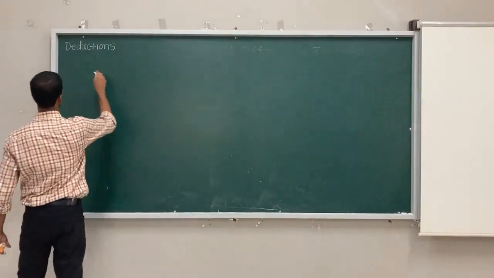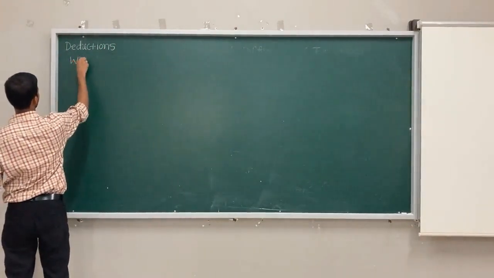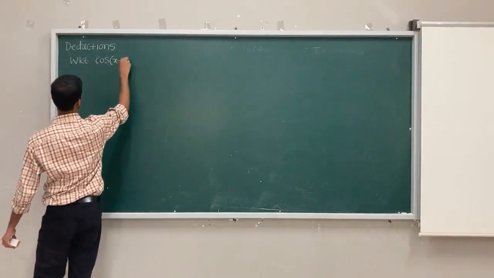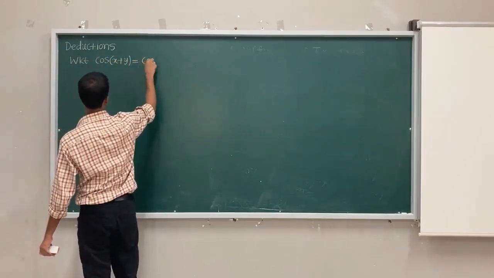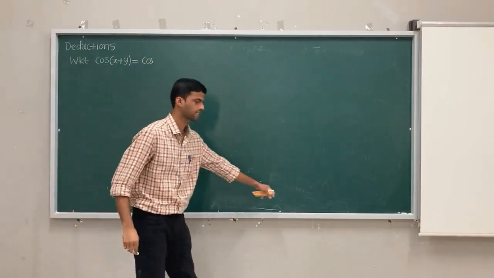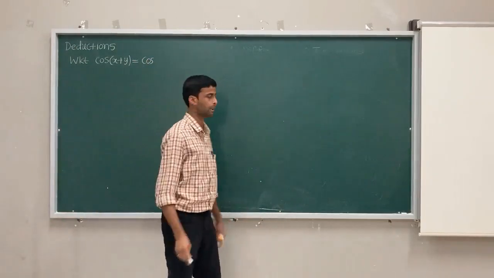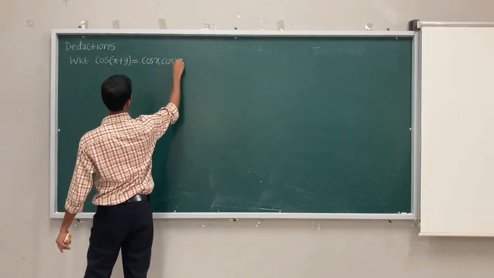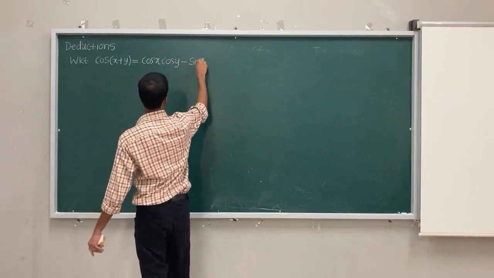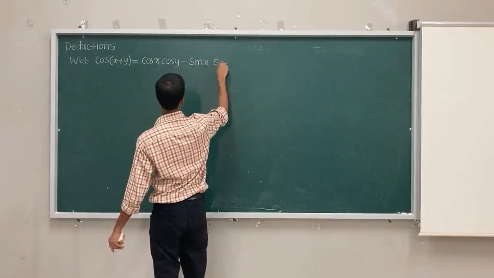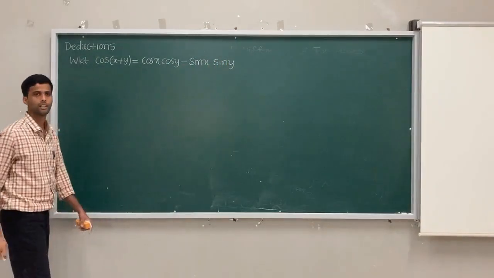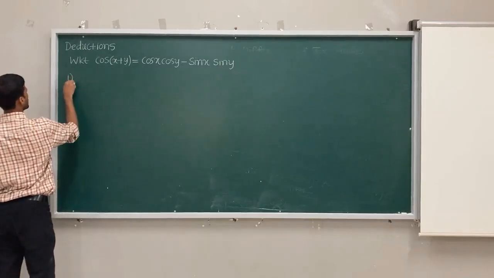Okay. See, we know that cos of x plus y, yes, just now we proved. So proof is completed. Okay. It's the next part. We know that cos of x plus y is cos x cos y minus sin x sin y. Okay. This is very important. Just now we proved. So what is the first thing?